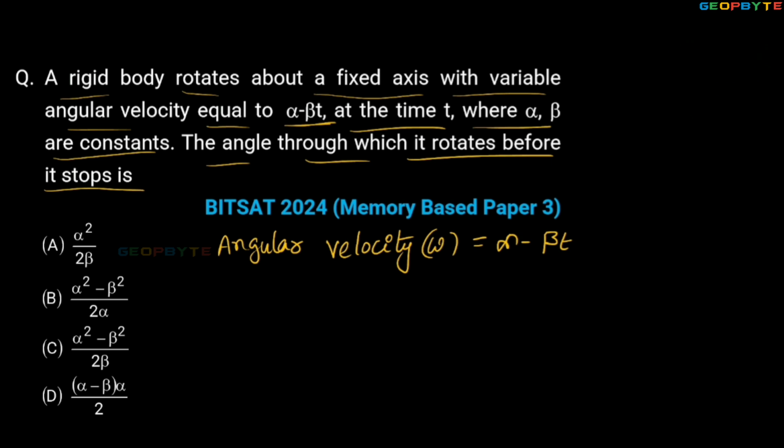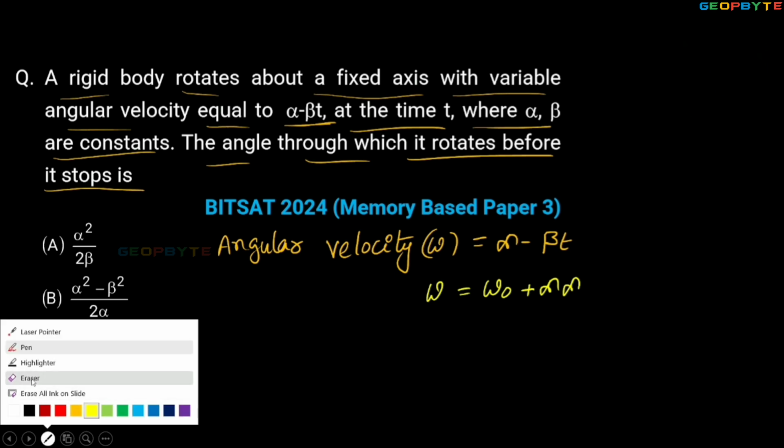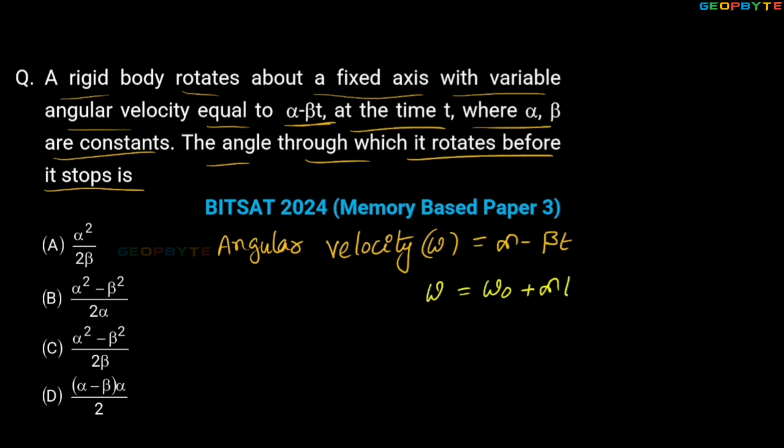That means the final angular velocity equals 0. To have the final angular velocity 0, what is the time required? That is the question. For that, one of the equations of motion for angular motion is omega equals omega naught plus alpha t.